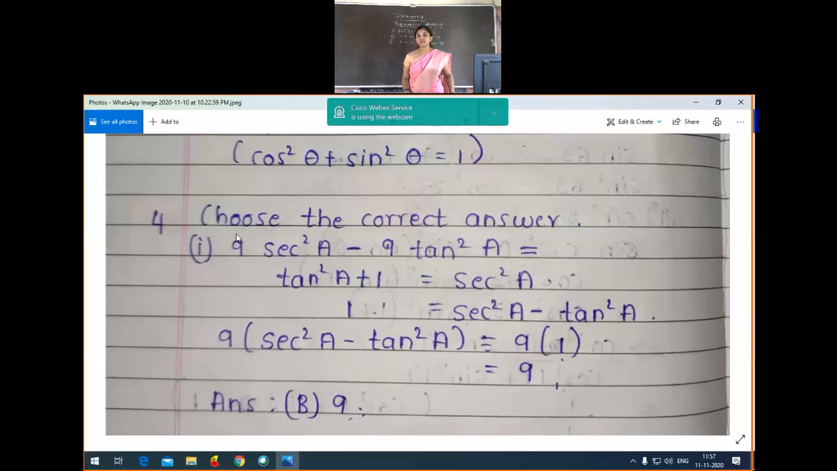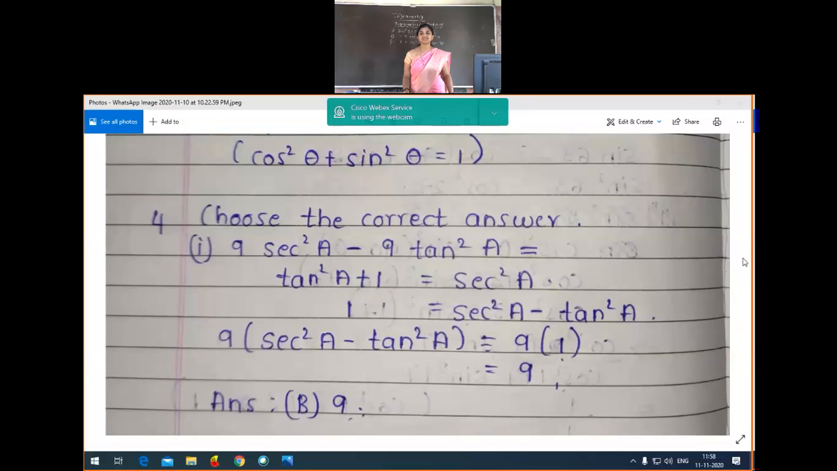Now, are you observing secant square A, tan square A here? Here also secant square A, tan square A. What we can do is take 9 as a common factor. Then inside is secant square A minus tan square A, which is equal to 9 into what? Secant square A minus tan square A is always equal to 1, because we have the identity tan square A plus 1 is equal to secant square A. So 9 into 1 is 9. So the right answer is option B. Got the idea of this problem, students? Yes, option B is the right answer.